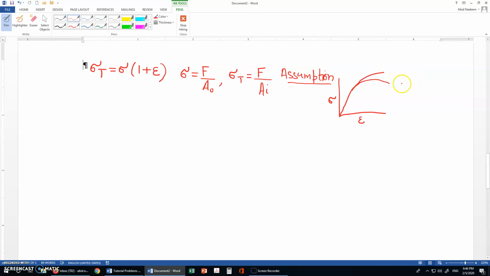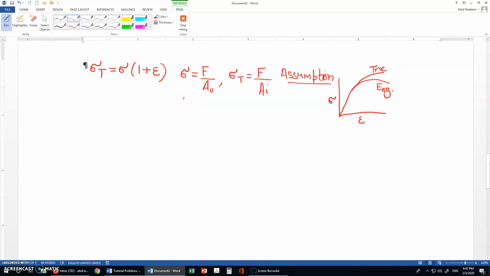Okay, so there is a difference between these two curves. One curve is for the engineering stress, and this is for the true stress. So the curve for true stress is normally higher than the engineering stress, because beyond the elastic limit, the cross-sectional area of the specimen decreases. So therefore the true stress will be more than the engineering stress. So the assumption is that the volume remains constant. Okay, so this assumption is very much true.